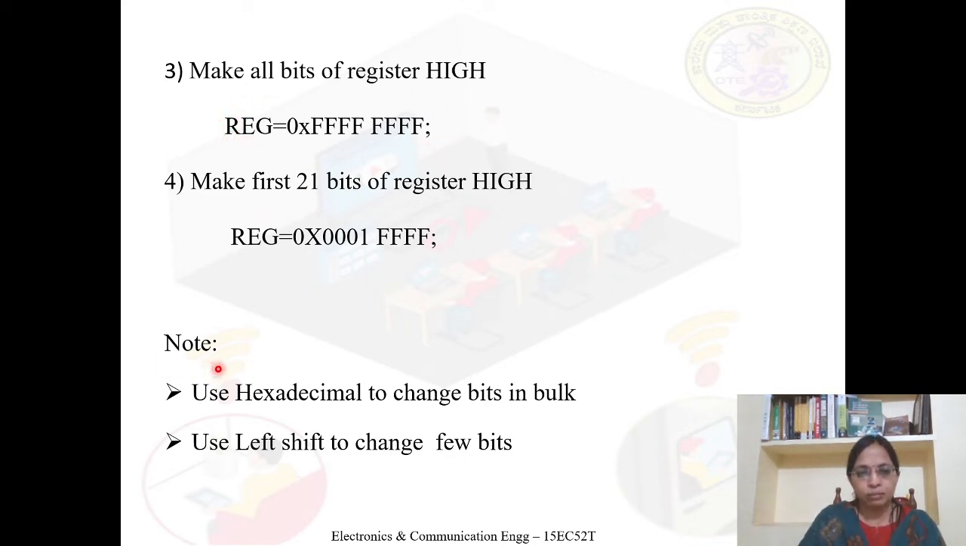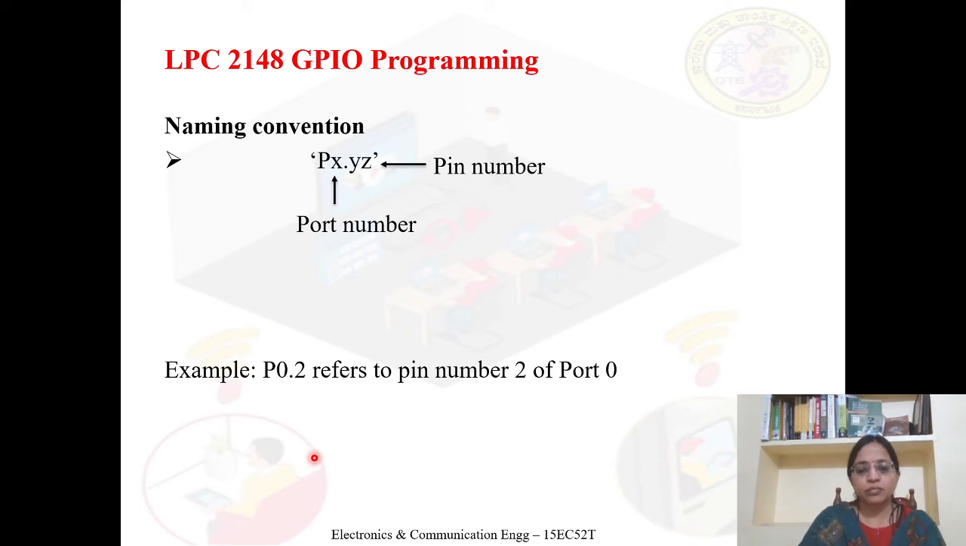So what we have to keep in mind is, if we want to change the bits in bulk, then we have to go for the hexadecimal representation. And if we want to change only a few bits, then we can go for the left shift operator or we can use the binary representation. Now with this basic knowledge, let us go for the GPIO programming.